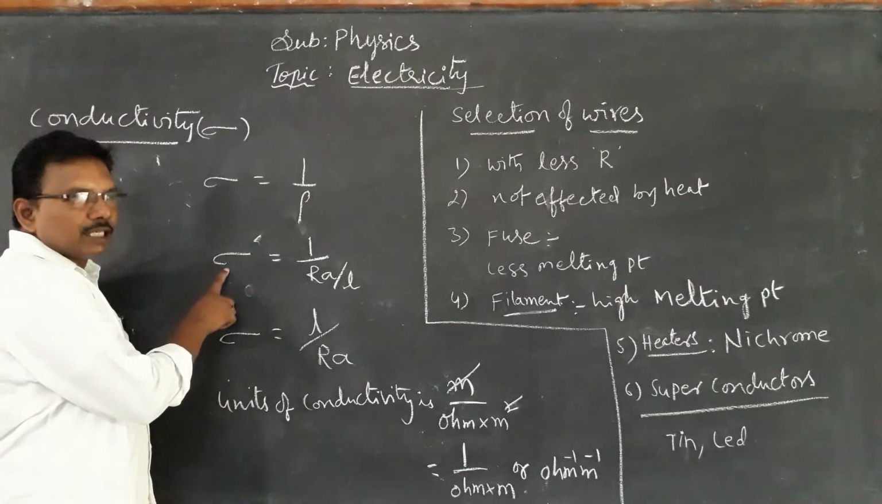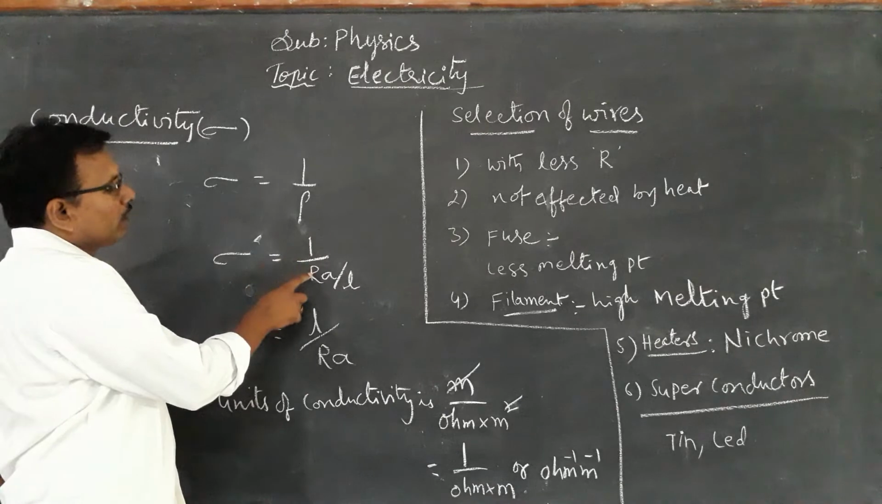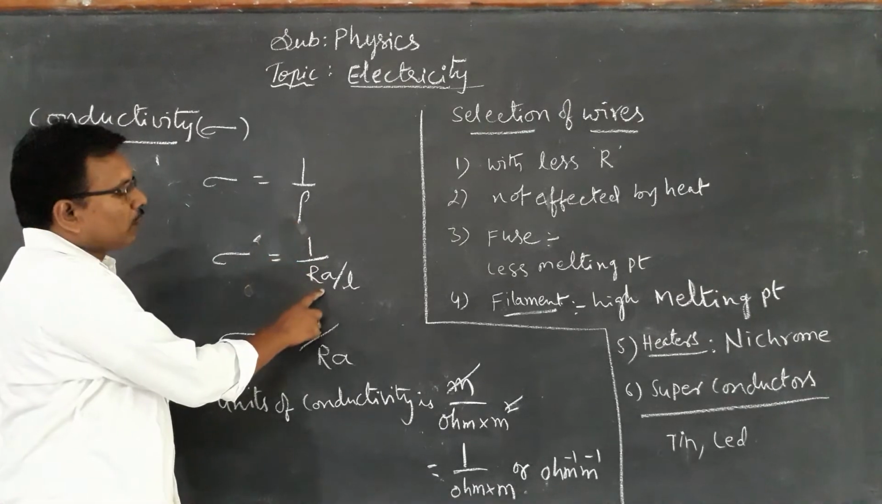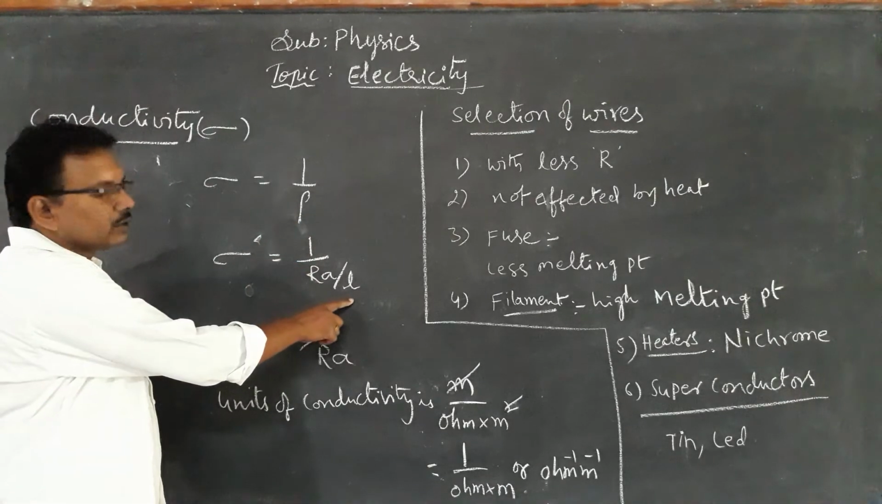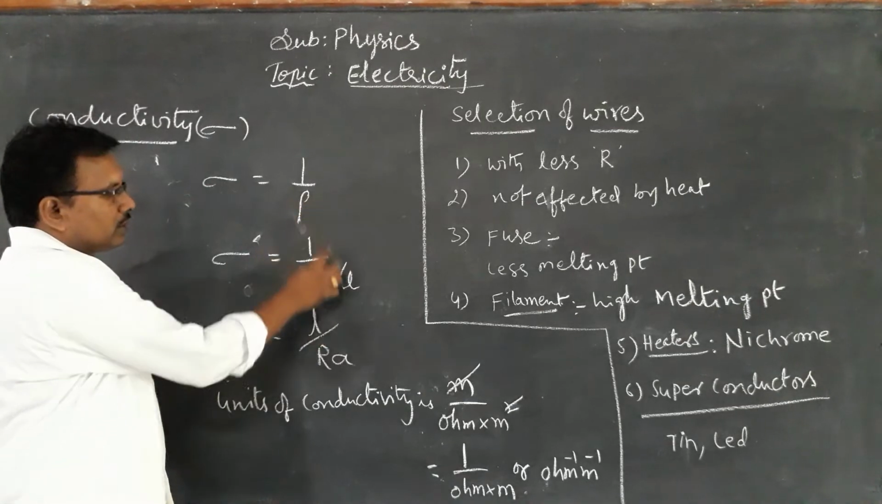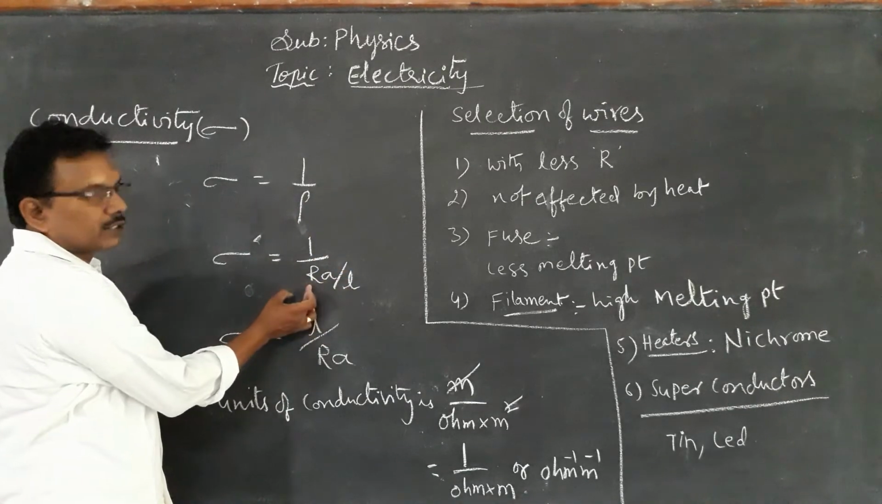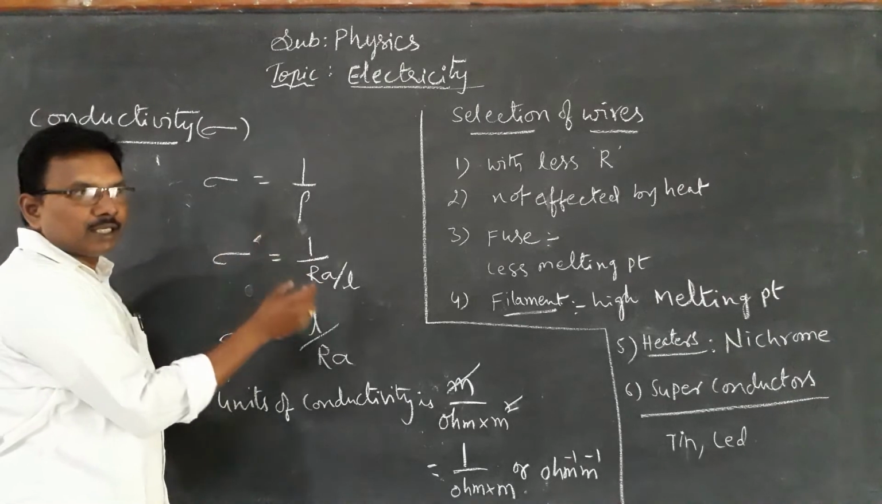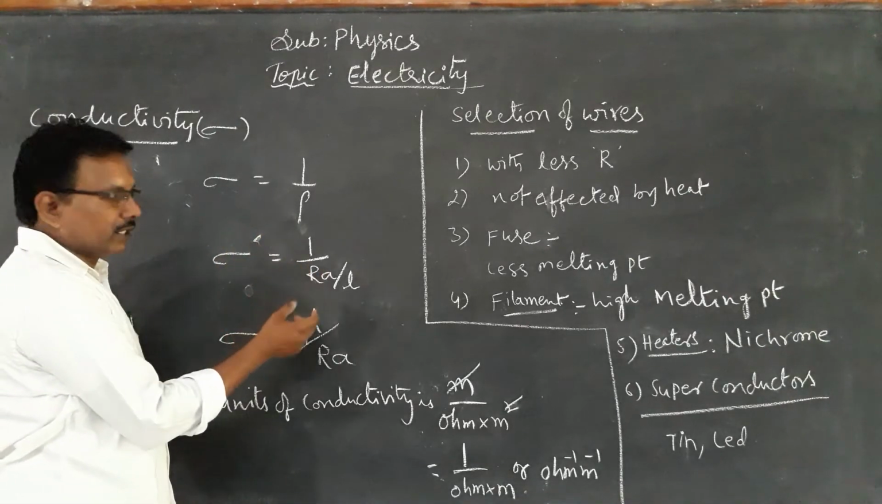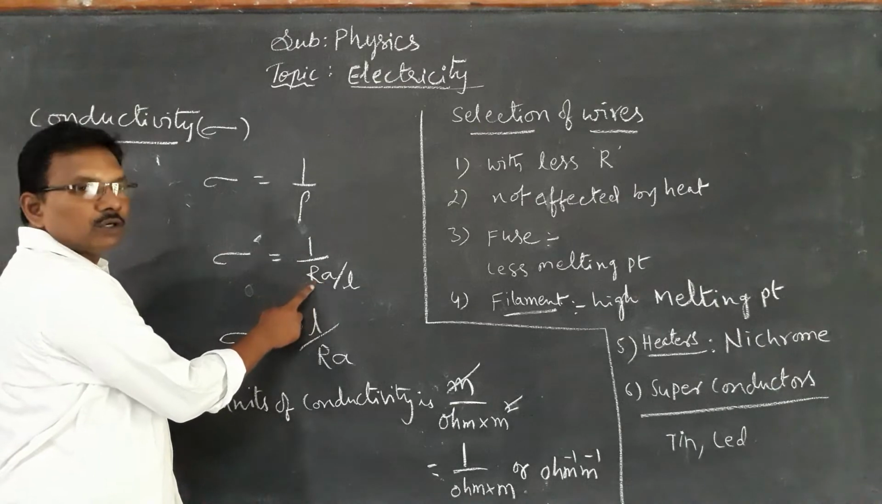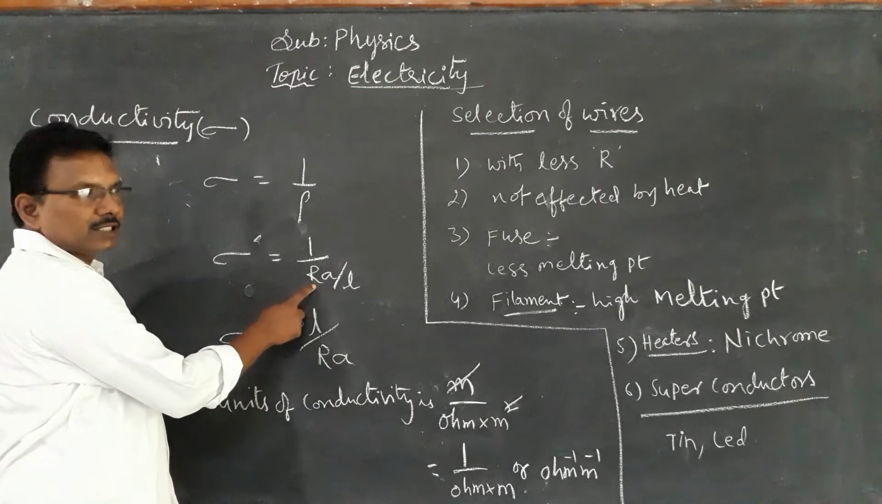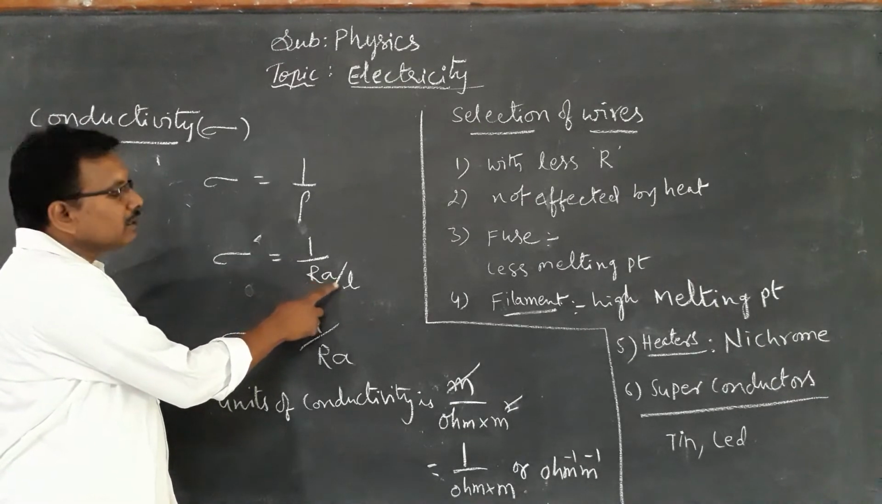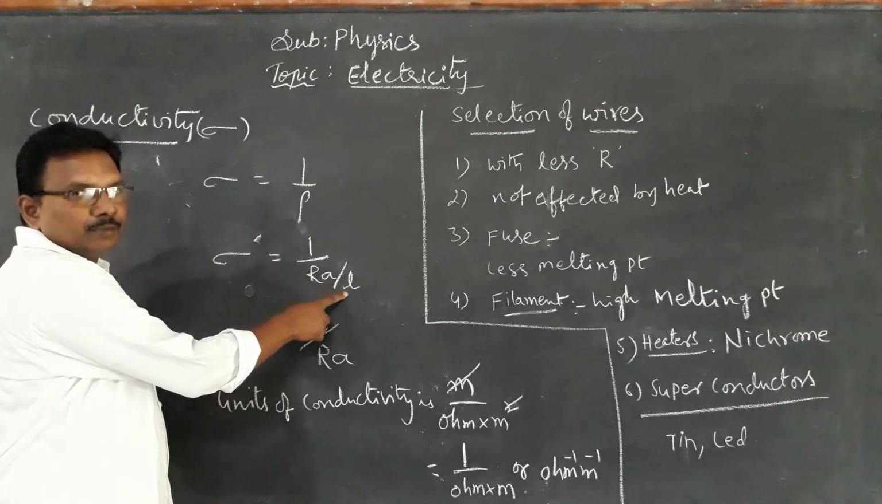Now conductivity sigma equals 1 by resistivity, and the resistivity formula is RA by L. R means resistance, A means area of the conductor, or thickness of the conductor, or cross section, anything you can take. Area, resistance, area by length of the wire.